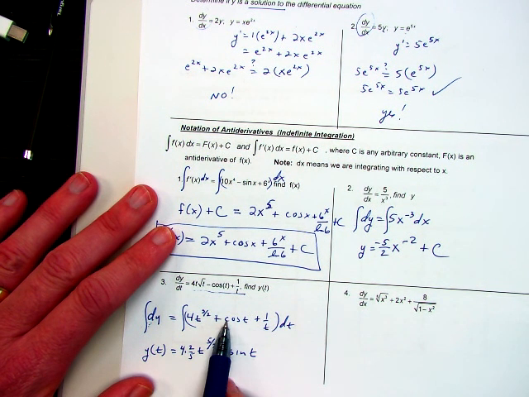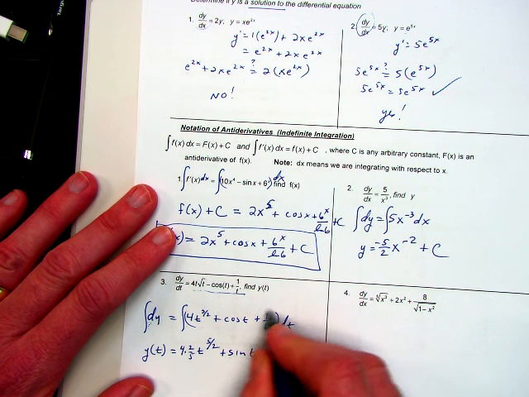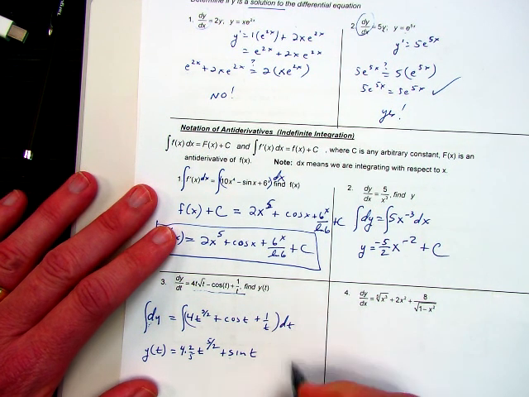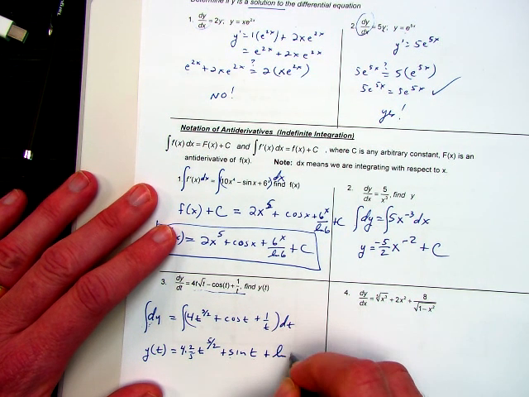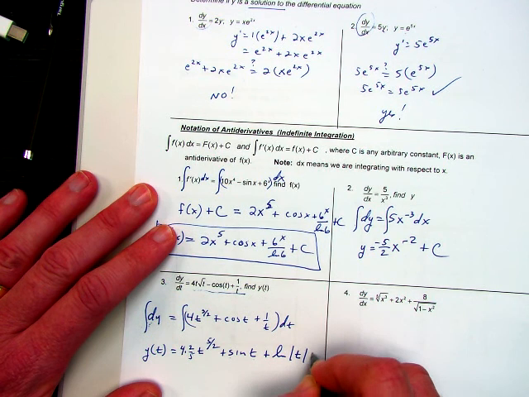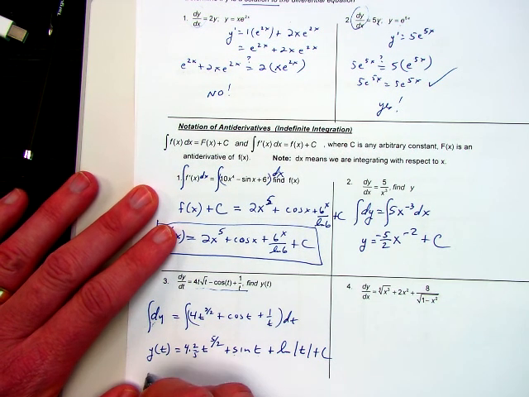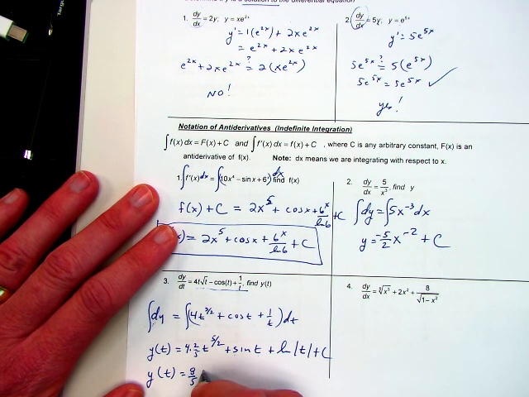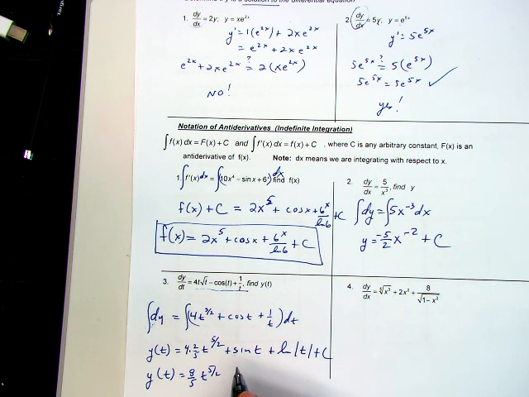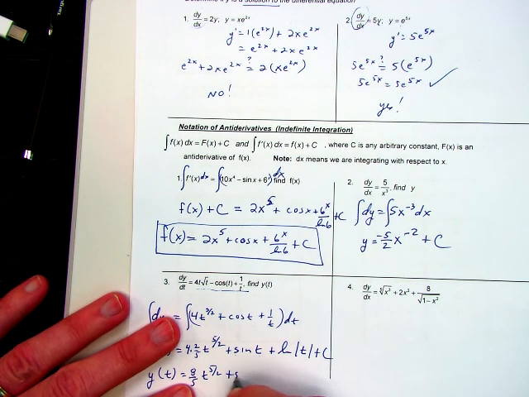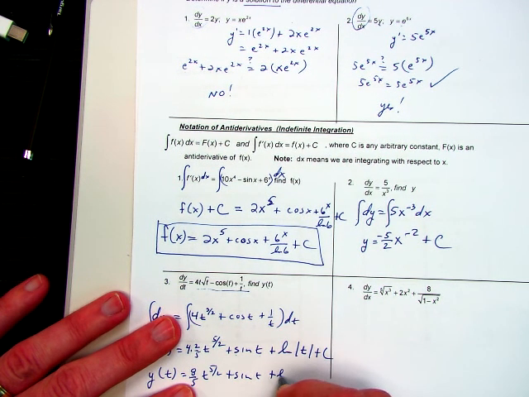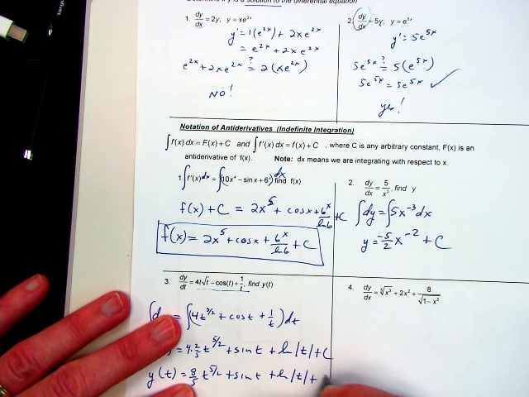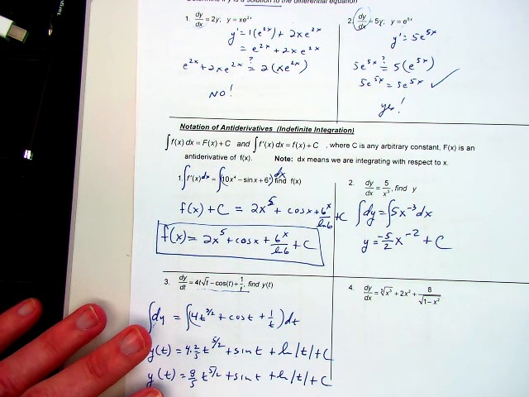And then, remember, the antiderivative of 1 over t dt is the natural log of the absolute value of t plus c. So really, if I work this out, I get y of t is equal to 8/5 t to the 5/2 plus sine of t plus the natural log of the absolute value of t plus some constant. Okay? All right, so let's go do number 4.